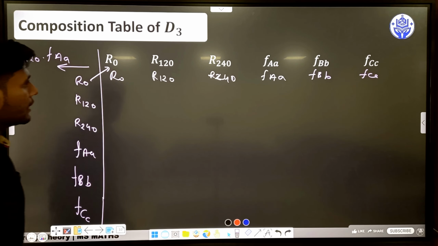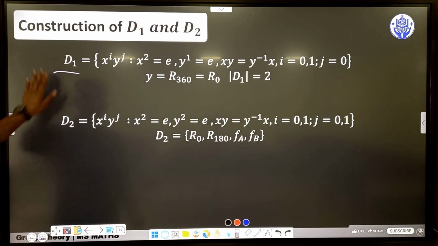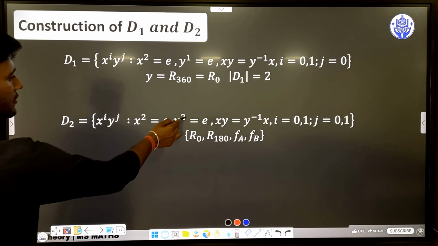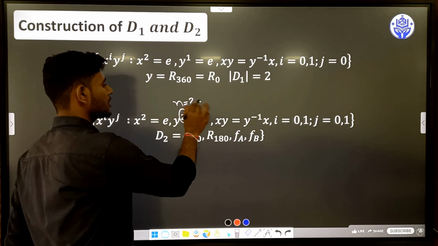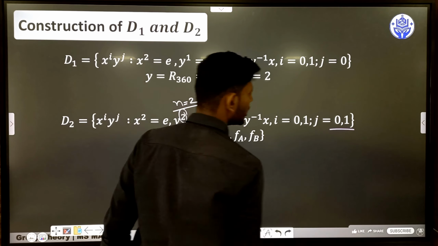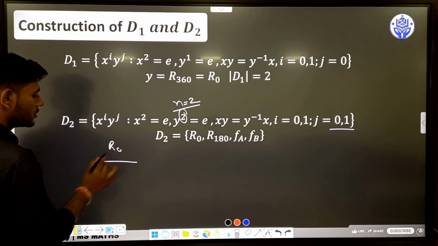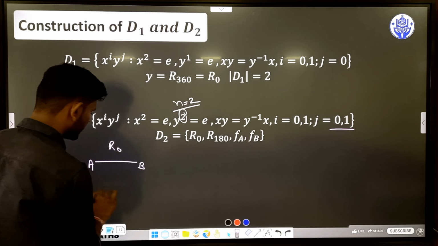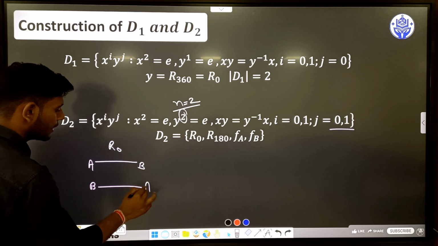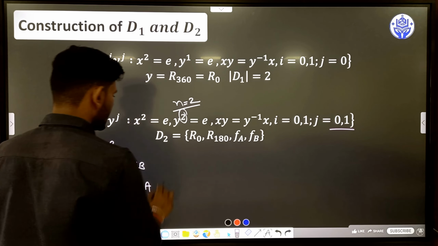Okay, next D1 and D2. It is very clear. Okay, first just see D2. If n is equal to 2, from here just see the definition. n is equal to 2, then the values are 0 and 1. So the simple thing, it is what? R of 0. It means if it is A and B. And next it is what? B and A, it means R180. It is very easy and simple.